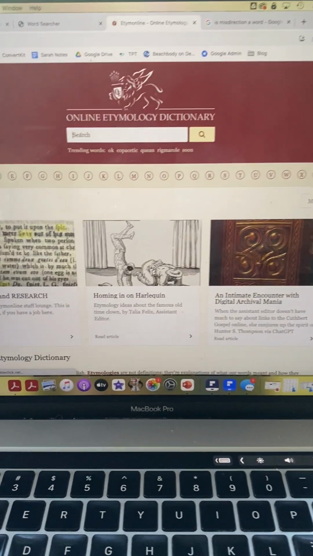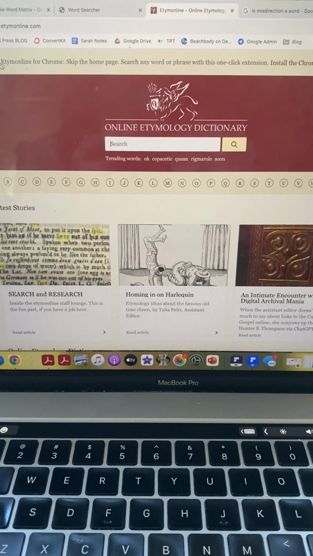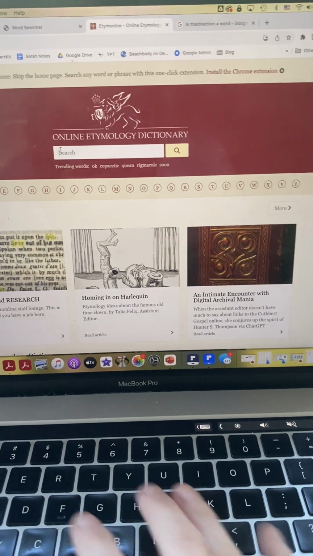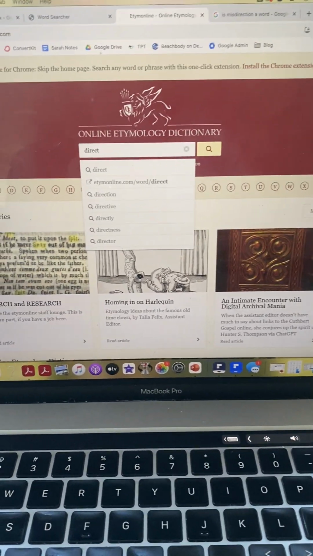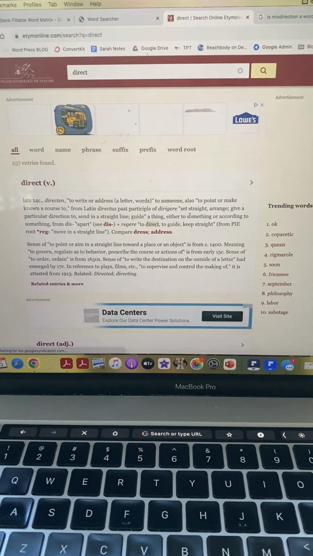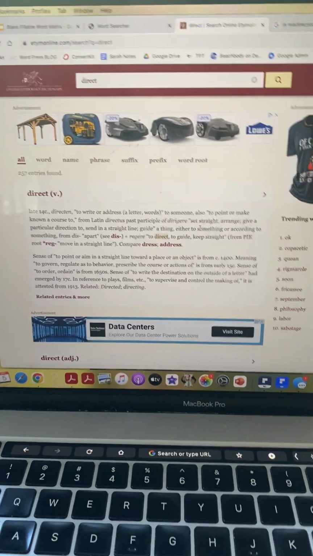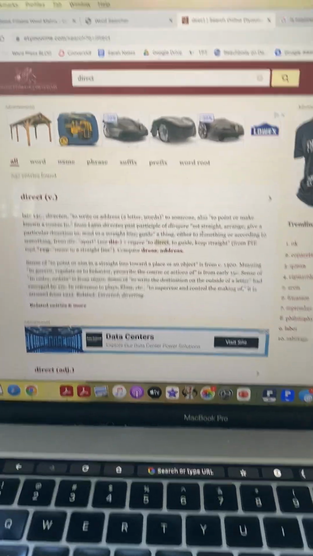I'll go to Etymonline. You can type in any word and it will give you the history of that word. It'll talk about the roots and the prefixes and the suffixes. So that's kind of an interesting thing.